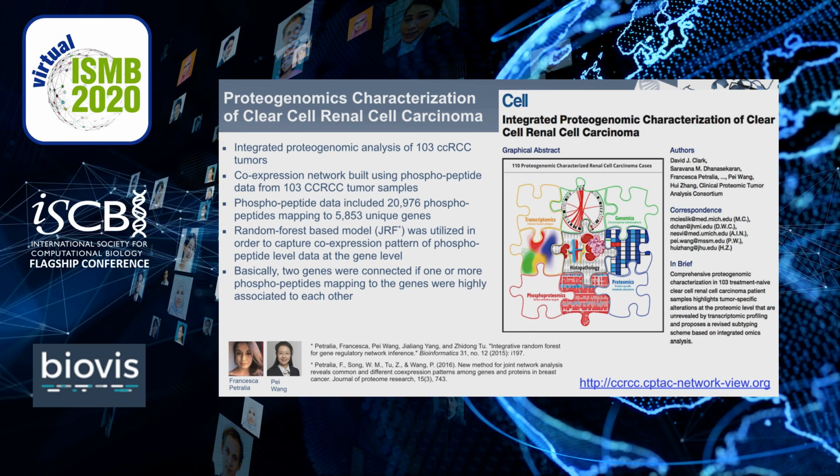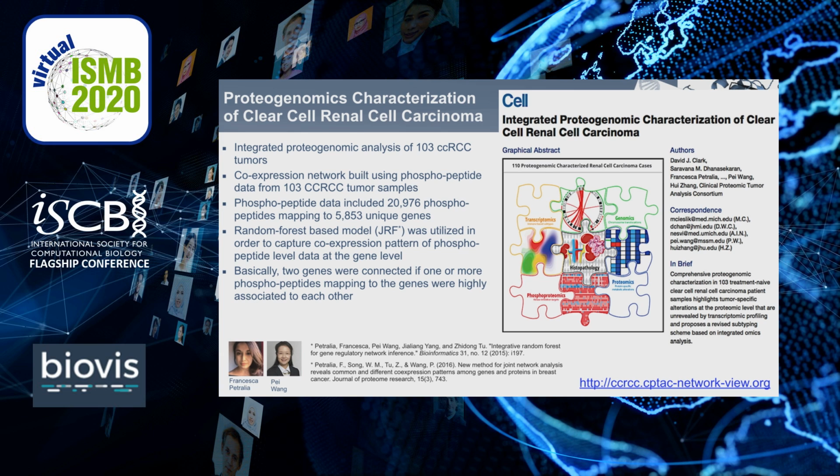Now I would like to briefly explain the study and dataset for which we deployed our initial version of ProNetView. Specifically, this CPTAC study was related to proteogenomic characterization of clear cell renal cell carcinoma, ccRCC, and was published in Cell in 2019. As part of this study, an integrated proteogenomic analysis was performed for 103 ccRCC tumors. Similarly, a co-expression network was built using phosphopeptide data from these samples. Phosphopeptide data included more than 20,000 phosphopeptides mapping to around 5,800 unique genes.